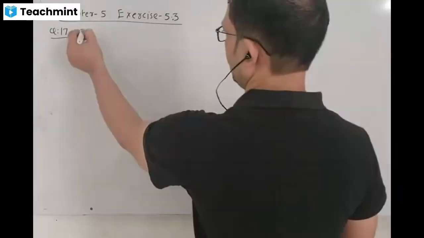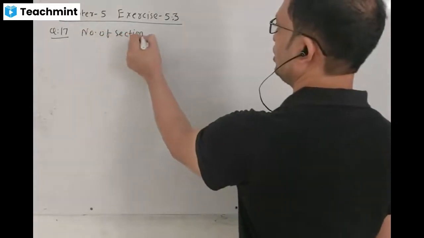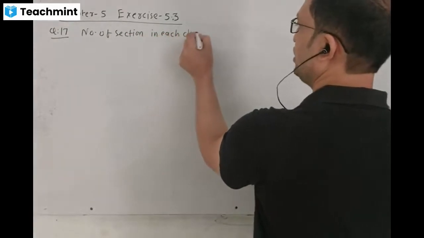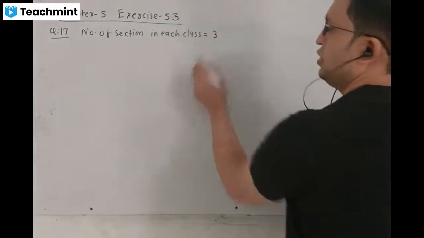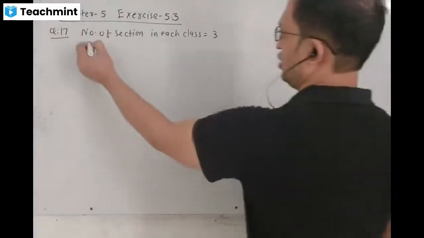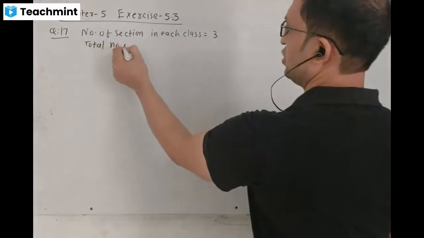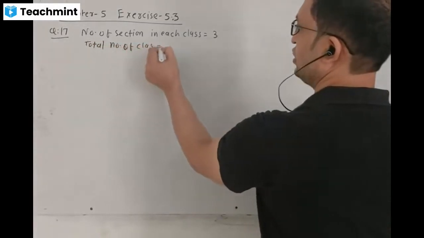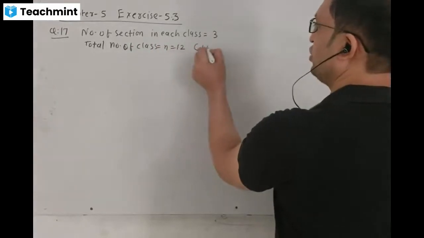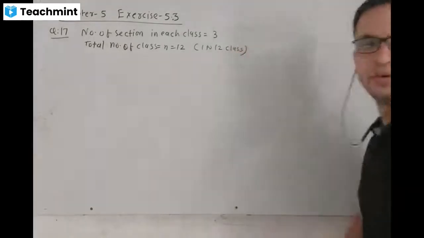So the number of sections in each class is equal to 3, and total classes are 1 to 12. Therefore the total number of classes is n, that is equal to 12. 1 to 12 classes.